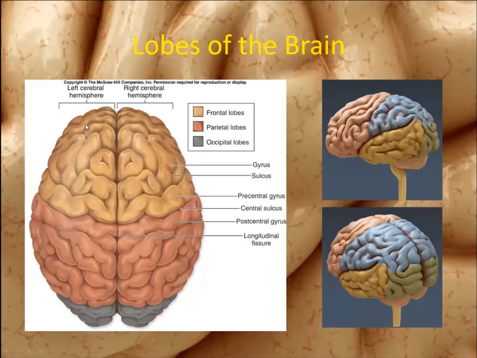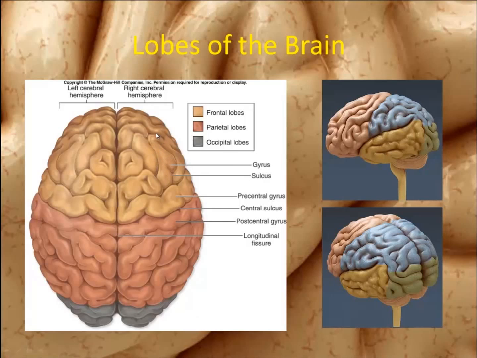Here what we're looking at is the frontal lobe in yellow, the parietal lobe in red, and the occipital lobe in blue. On these pictures on the side here, we can see the frontal lobe in red and the parietal lobe in blue, occipital lobe in green in the back here, and then this lobe is the temporal lobe on the side.